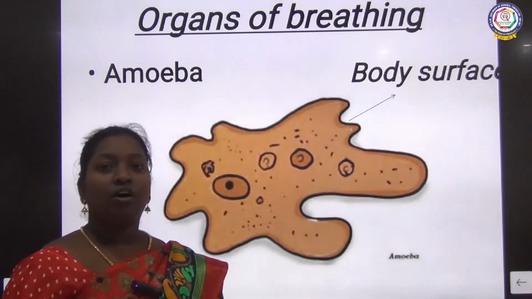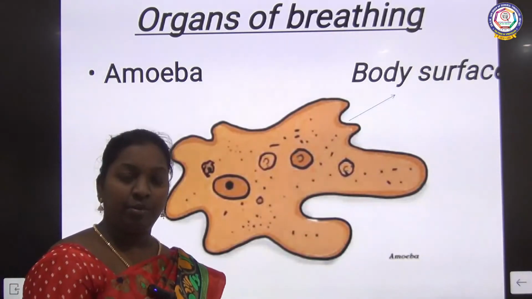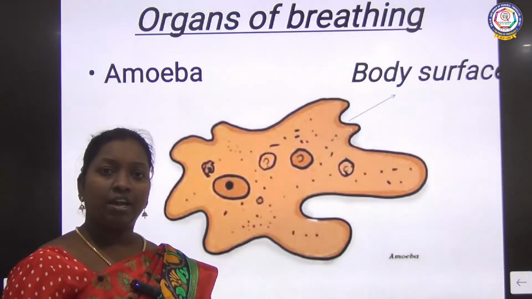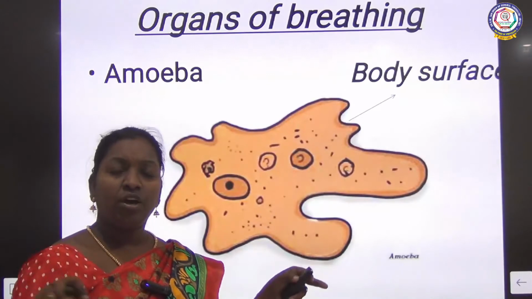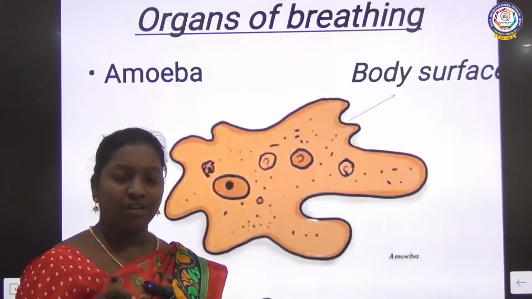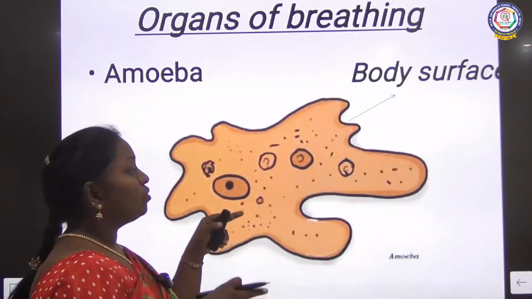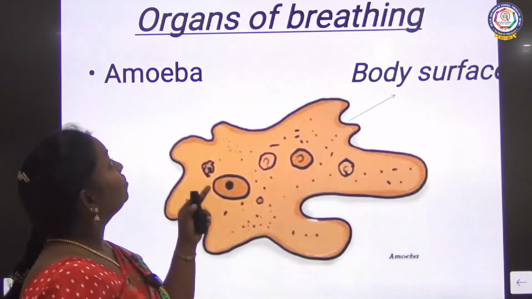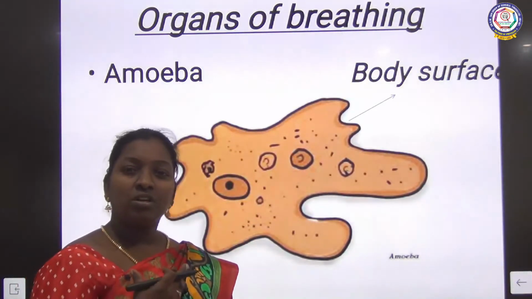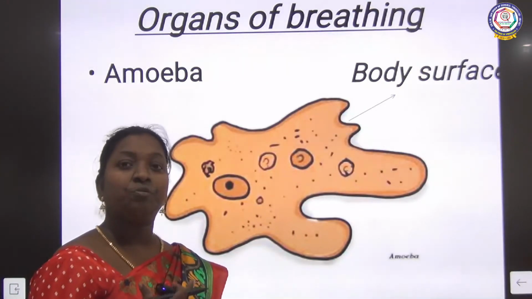So this is how oxygen is supplied to land animals and water animals. Land animals, even when they are on a tree or when they fly, get the oxygen from the air. Water animals get the oxygen from the water. Now we are going to see the organs. What are the organs helping the animals to breathe?